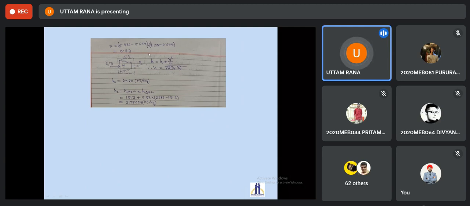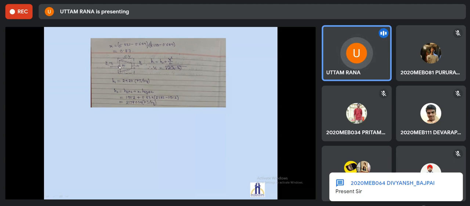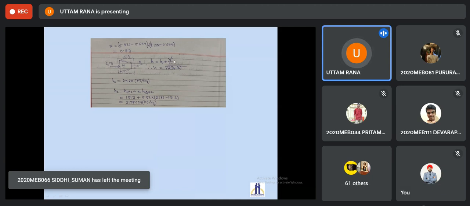If we apply the steady flow energy equation to this control volume, you can write H1 is equal to H2 plus V1 square by 2. Here, V1 is the velocity in section 1. I have written H1 is equal to H2 plus V2 square by 2. We may neglect the velocity in section 1, that's why I have written it in this way, but the more logical expression should be in terms of V2.